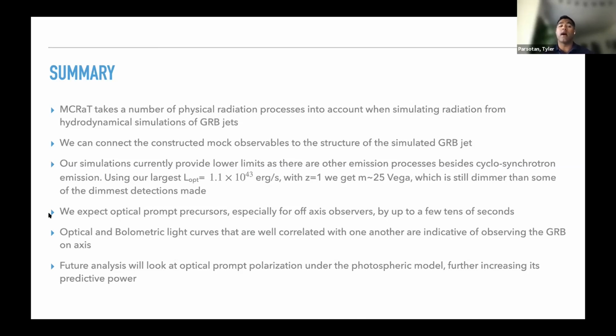We do, however, expect there to be optical prompt precursors, especially for off-axis viewers, by up to a few tens of seconds, especially in the case of a constant gamma ray burst jet. Additionally, optical and bolometric light curves that are well correlated with one another are indicative of observing the gamma ray burst on axis. And in future analyses, we will be looking at polarization in the optical prompt region and comparing that to the currently one optical prompt polarization detection by Troy et al.